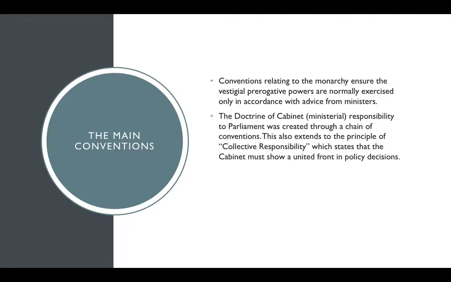When it comes to the doctrine of ministerial responsibility to Parliament, this was created through a chain of conventions. First, the idea of collective responsibility, which means that the cabinet must show a unified front in policy decisions. You can't have a cabinet in which some ministers disagree with the policies and some agree with the policies. If you disagree with the policy, you can either speak positively about it publicly, or you can resign. Those are the two options that collective responsibility brings about.